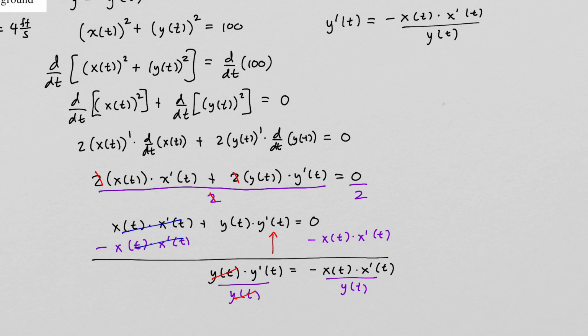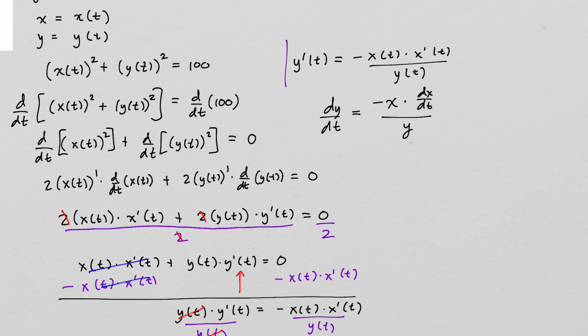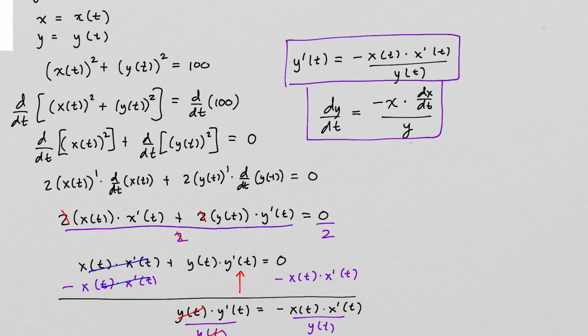And just for clarity here, I could use different notation. I could say dy/dt is equal to negative x, with the understanding that x is a function of t, times x prime of t, which would be dx/dt, and then divided by y of t, which would just be y. So you can write your resulting formula for y prime of t either way. I know these look very different, but they are exactly the same thing.